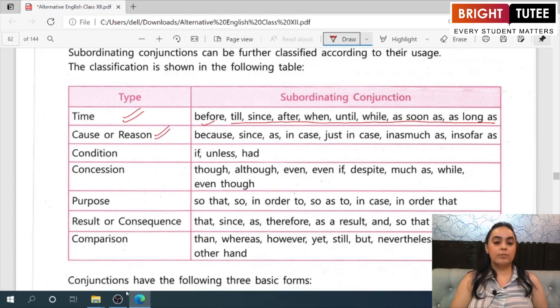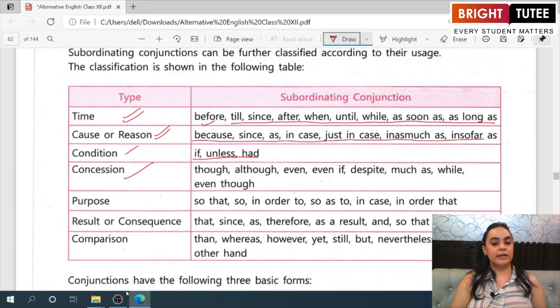Then we use subordinating conjunctions to indicate the cause or reason for something. What are those subordinating conjunctions? Because, since, as, in case, just in case, inasmuch as, insofar as, and so on and so forth. Then we use subordinating conjunctions to talk about the condition for something. And what are the conjunctions that we use to indicate the condition? If, unless, and had.